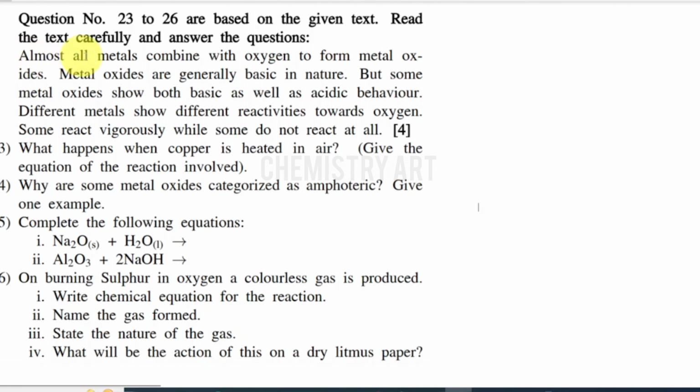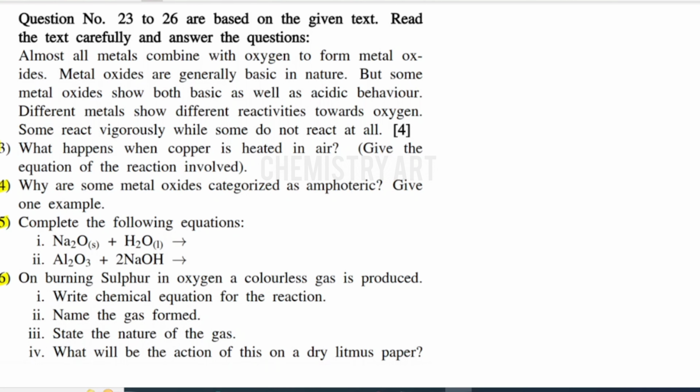You can read: almost all the metals combine with oxygen to form metal oxides. Metal oxides are generally basic in nature, but some metal oxides show both basic as well as acidic behavior. Different metals show different reactivities towards oxygen. And the last sentence is: some react vigorously while some do not react at all. So first of all, students, you need to identify which chapter this question is from. This question is from chapter number 3, Metals and Non-metals.